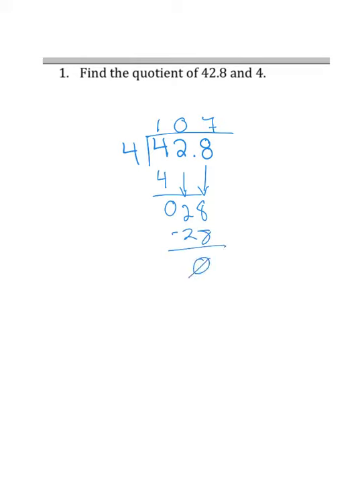Because if you think of this, you should be able to estimate 4 going into 42 and 8/10 should be around 10, because 4 times 10 is 40. So we need to remember to bring our decimal to the top. So our final answer is 10 and 7/10.